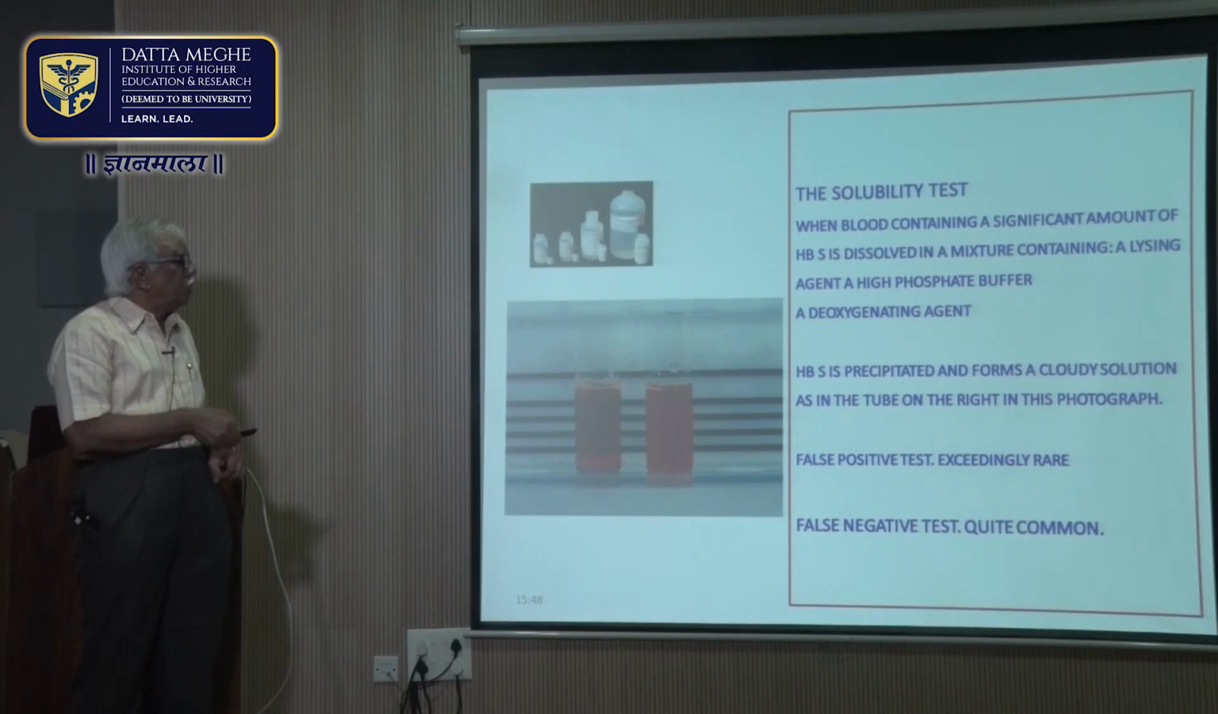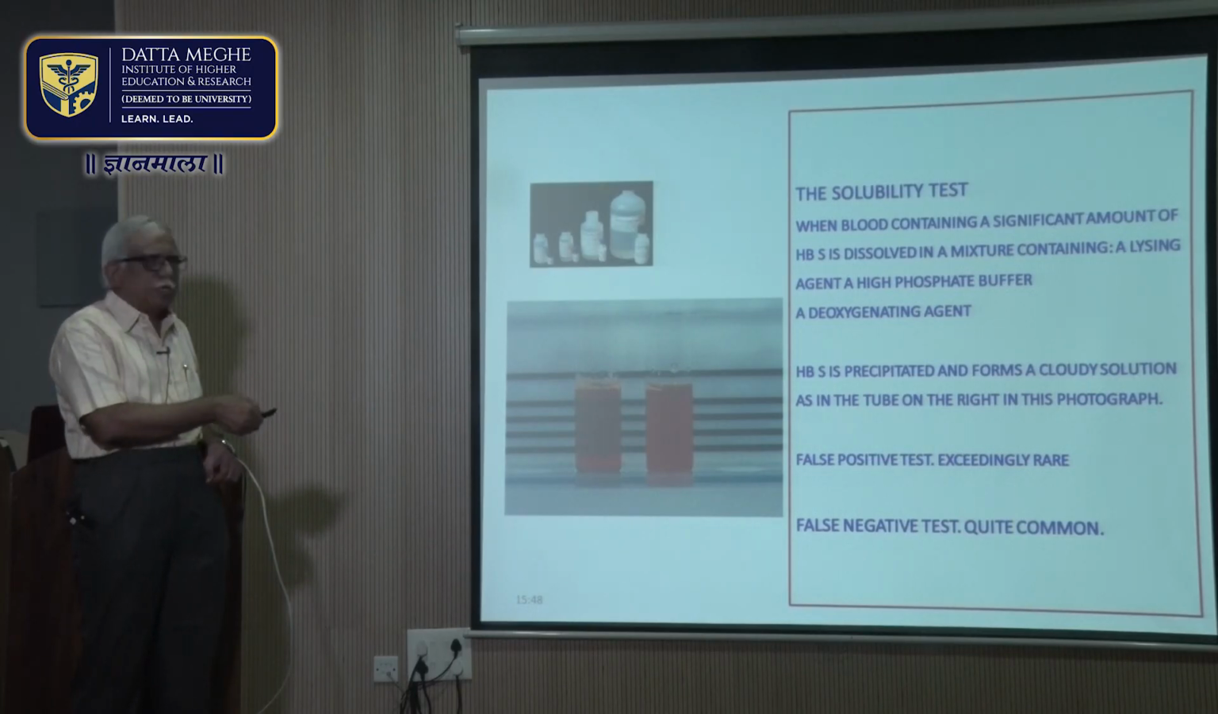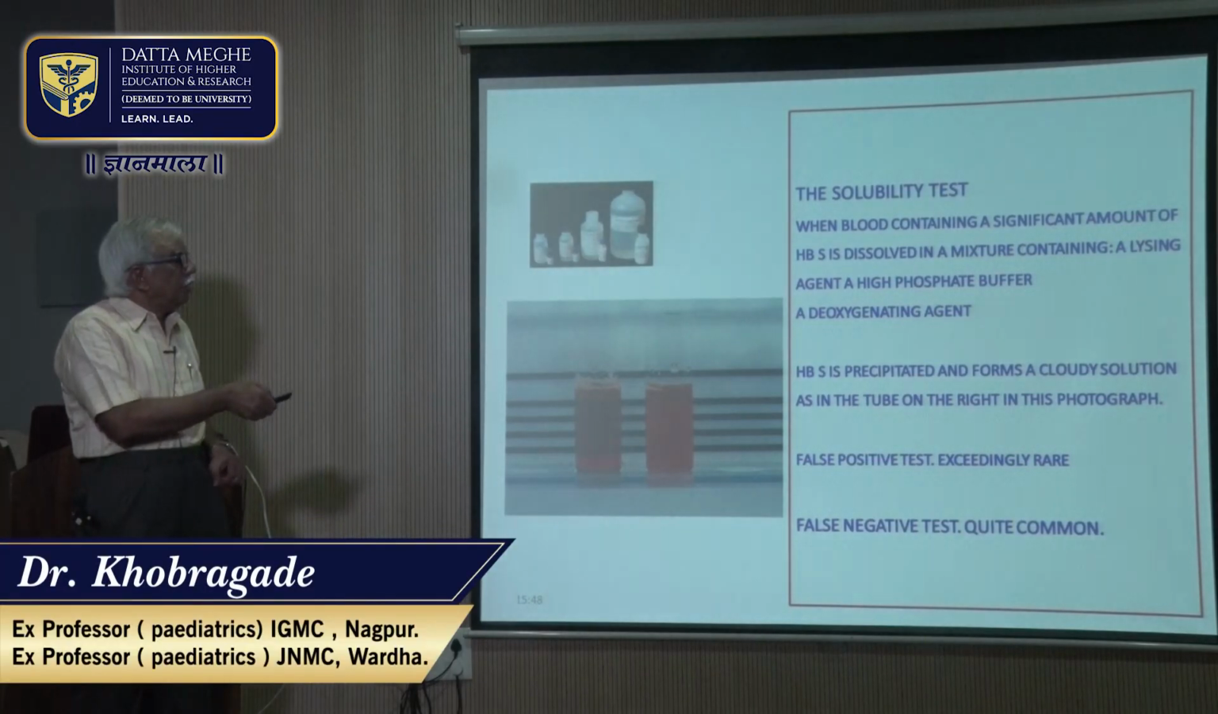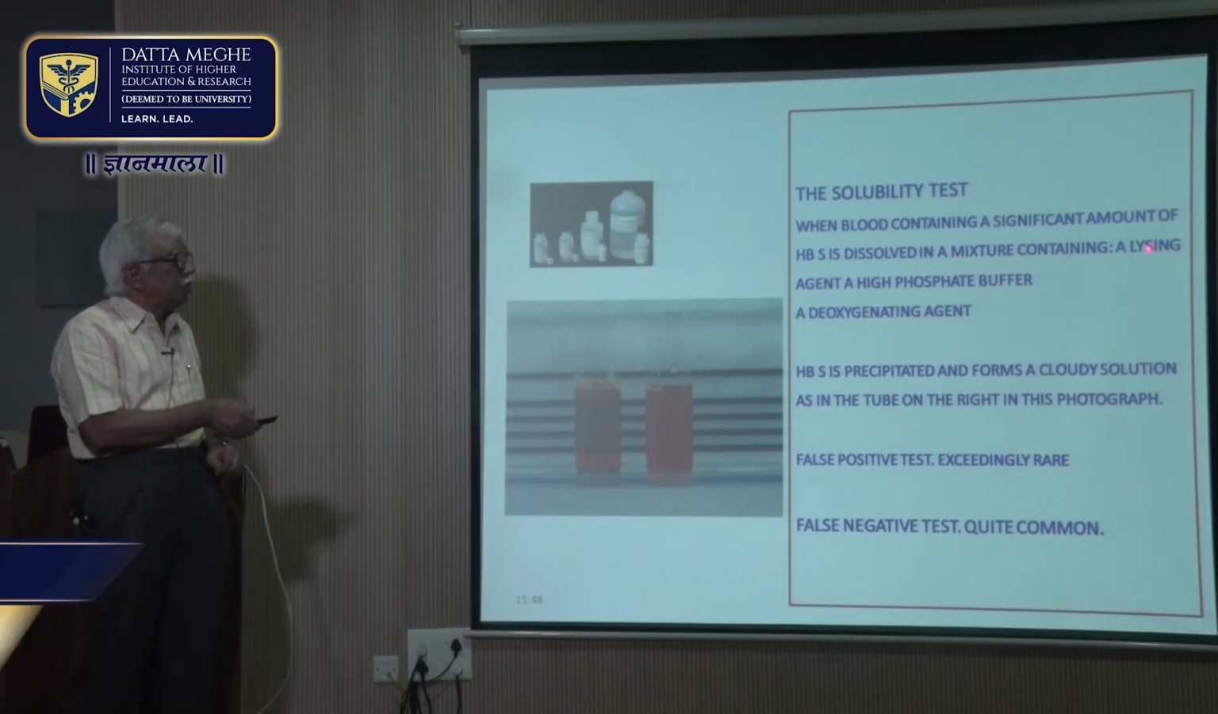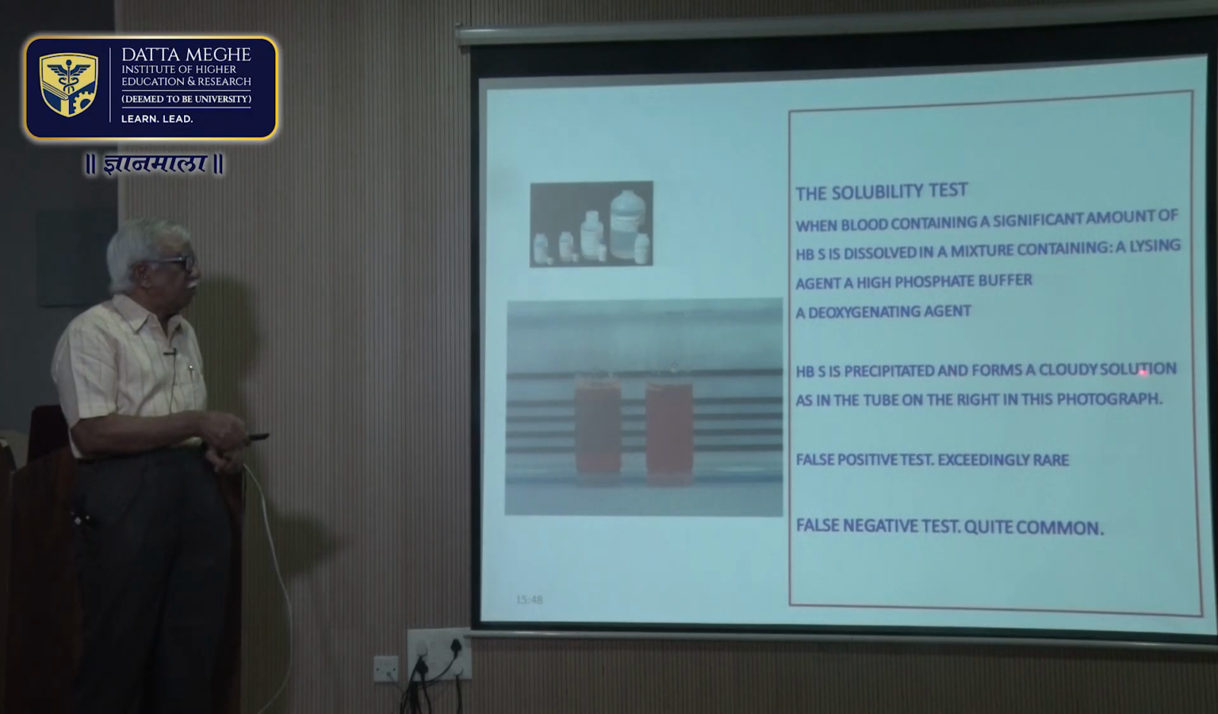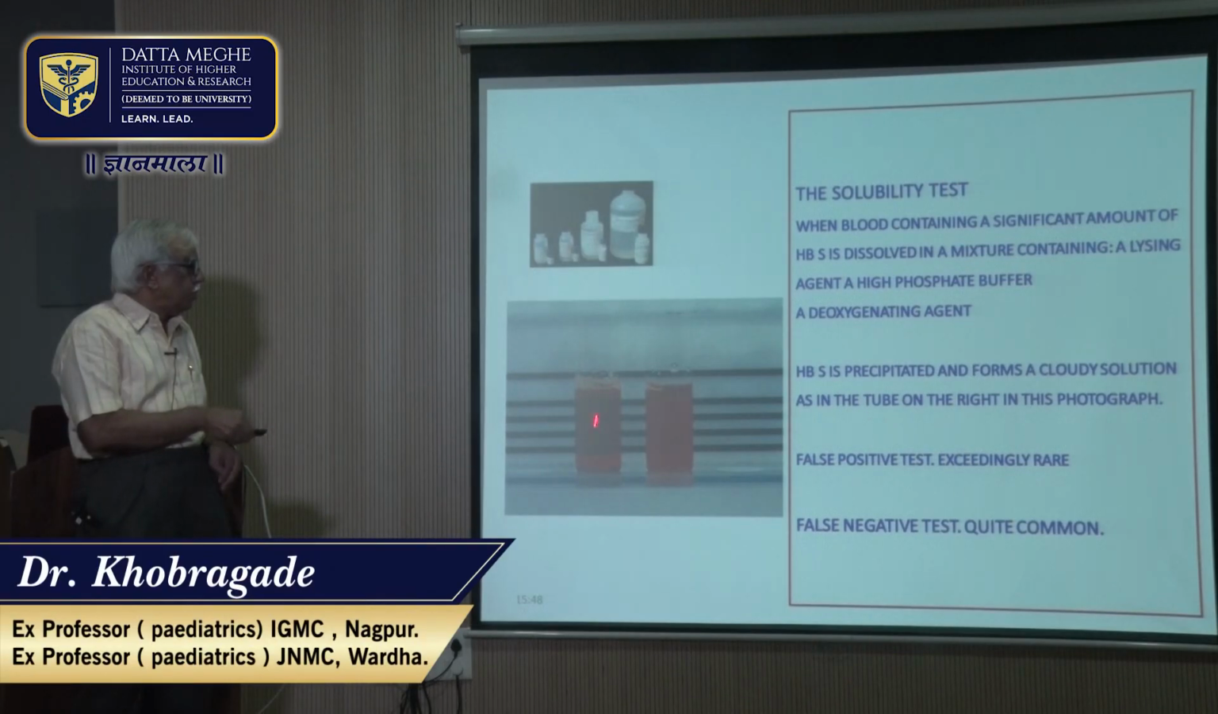This slide shows how the solubility test can help. When blood containing a significant amount of HbS is dissolved in a mixture containing a lysing agent, a high phosphate buffer, and a deoxygenating agent, this HbS is precipitated and forms a cloudy solution like here. In the tube on the right in this photograph, you can't read the horizontal lines. Here, this is a normal one, you can read the horizontal lines.